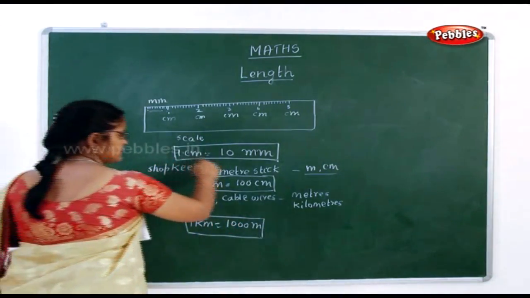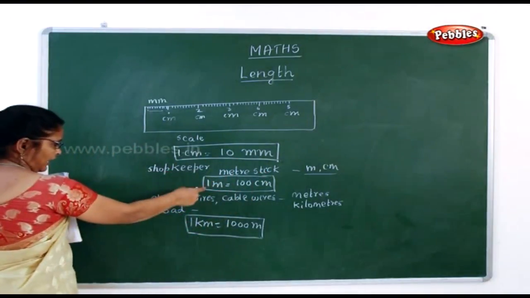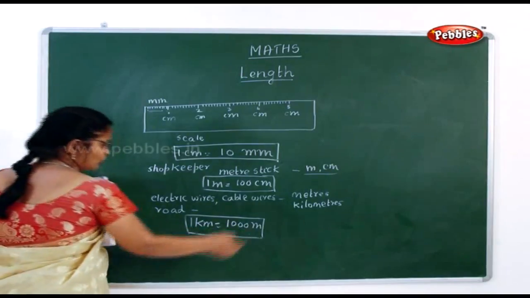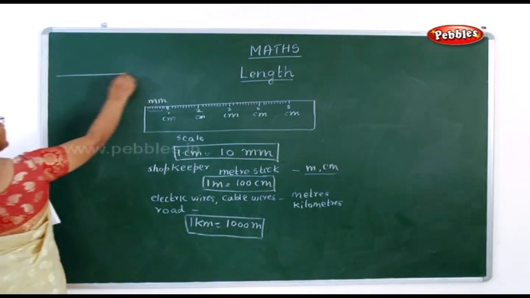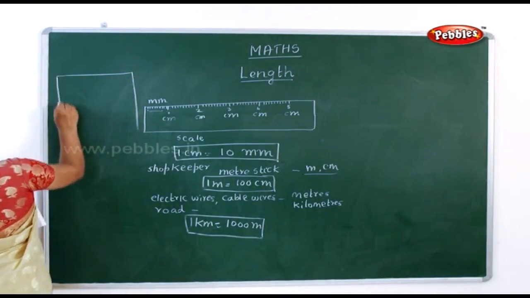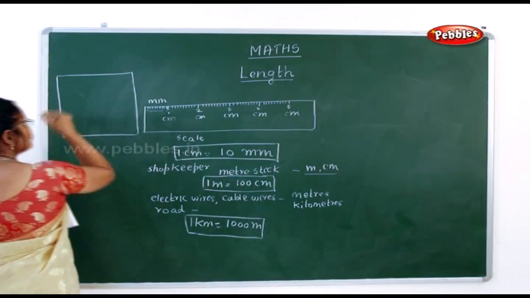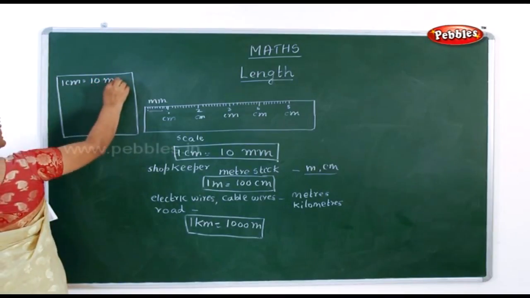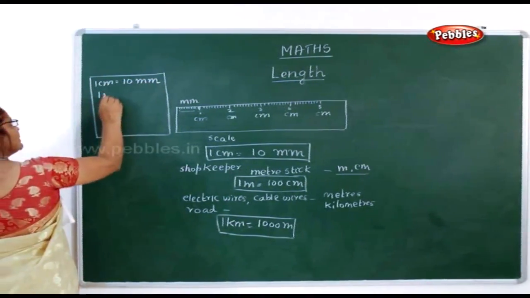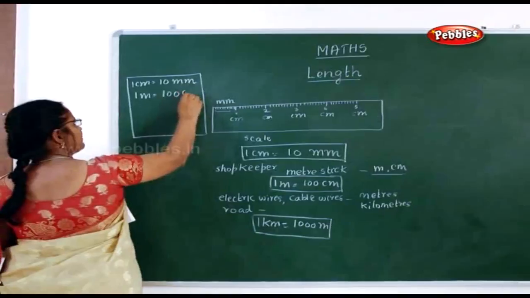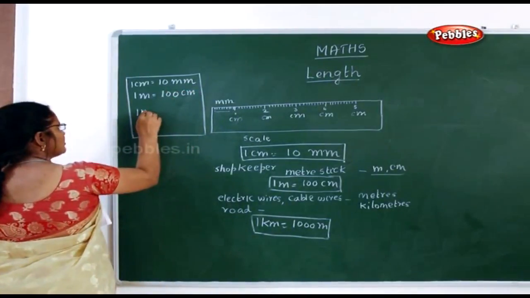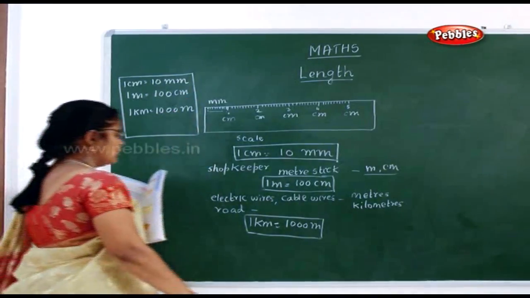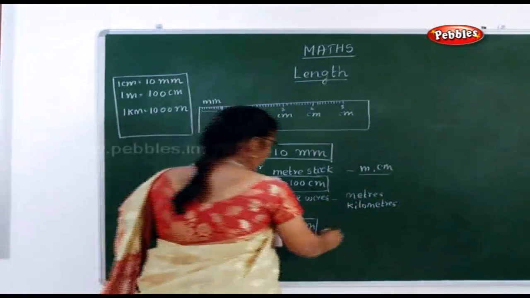See, 1 centimeter is equal to 10 millimeter, 1 meter is equal to 100 centimeter and 1 kilometer is equal to 1000 meter. I'll make it as a box here so that these are the things which you have to learn by heart. Now, this kilometer is more than a meter.